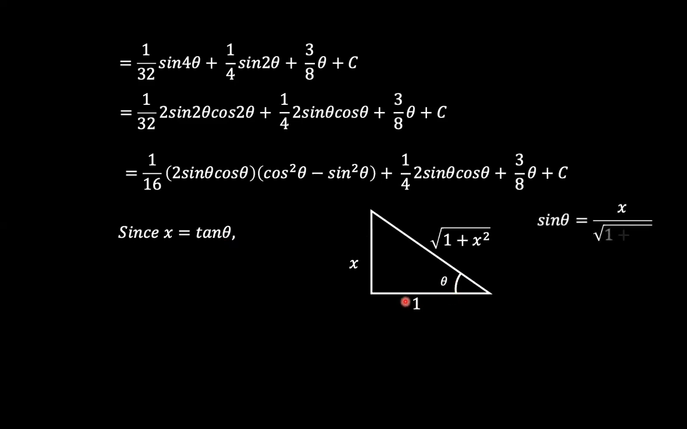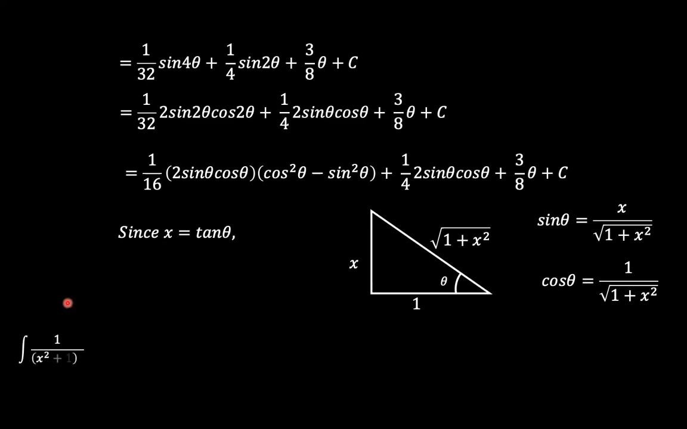Therefore, sine theta being opposite over hypotenuse would be x over the square root of 1 plus x squared. And then cosine theta, adjacent over hypotenuse, would be 1 over the square root of 1 plus x squared. So we would put this expression in place of sine theta and cosine theta respectively, as shown here.